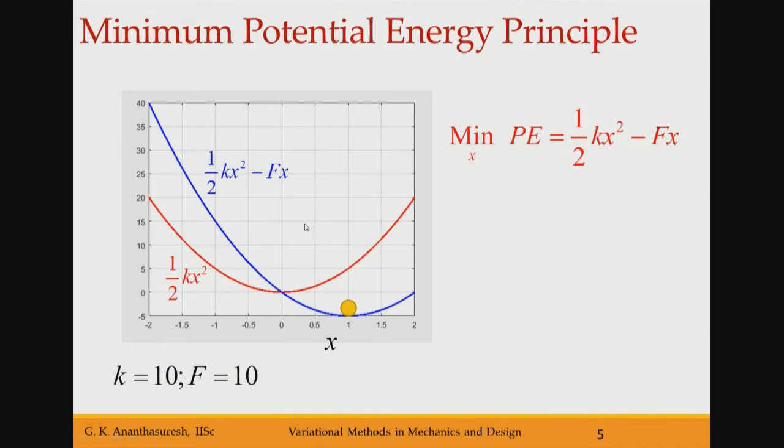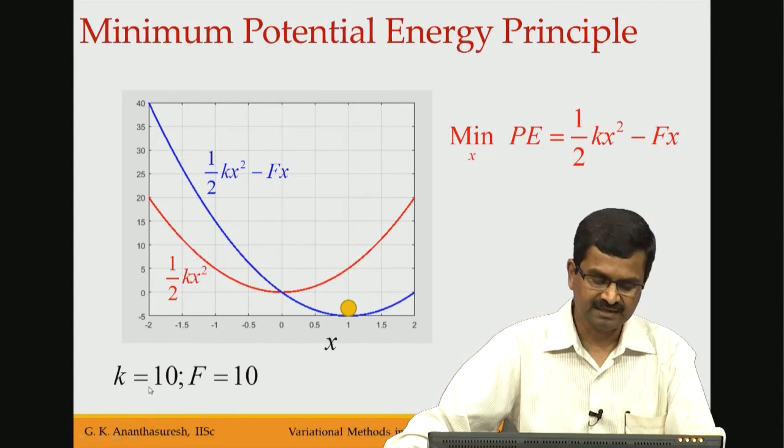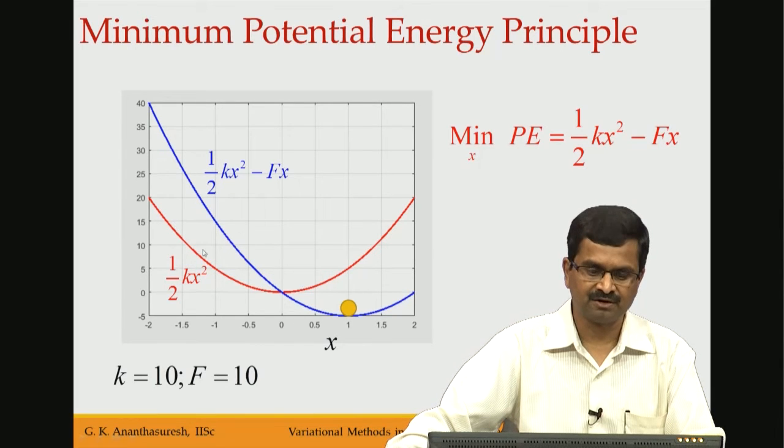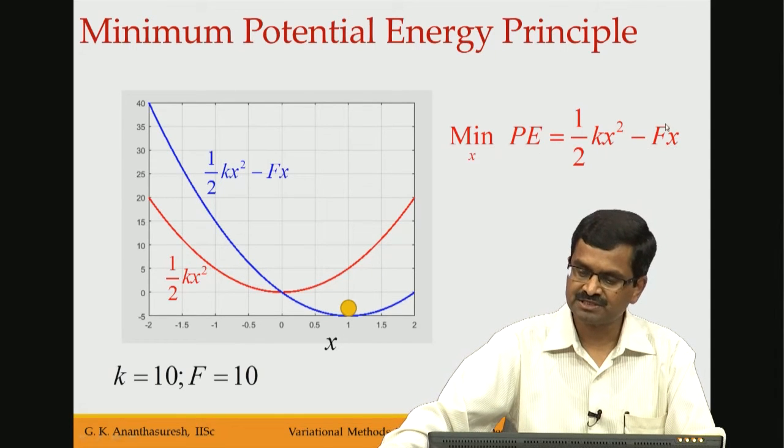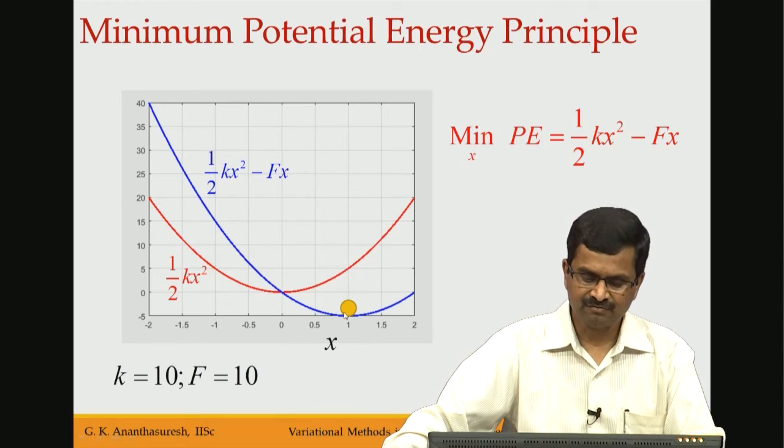Now, if I take the previous example, we had potential energy half k x square minus F x. If I take k equal to 10 and F also equal to 10, then I can plot this strain energy half k x square, which is a nice parabola. The red curve that you see here is half k x square, where k I have taken as 10 and x is on the x axis. I am varying that from minus 2 to plus 2. That is the red curve you get. But what we want is potential energy that also includes this minus F x. If I plot half k x square minus F x, then I get the blue curve.